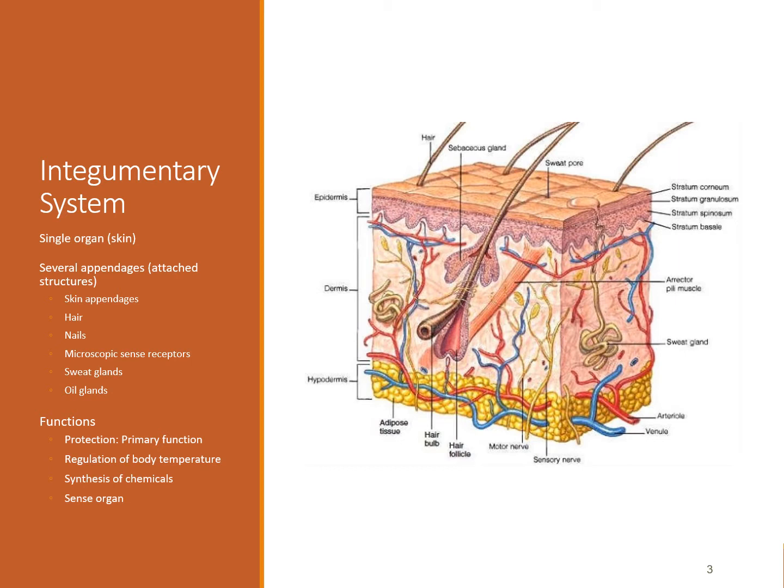Now, while the skin is a single organ, it has several structures that help it out that are attached to it. And these appendages include hair, nails, sense receptors, sweat glands, and oil glands. Not only is the skin's function to protect us from our environment, it also helps with regulating body temperature, synthesizes chemicals, and helps us to sense the environment around us.